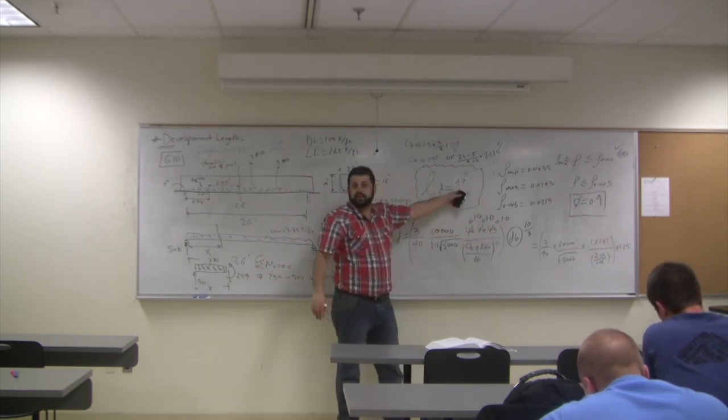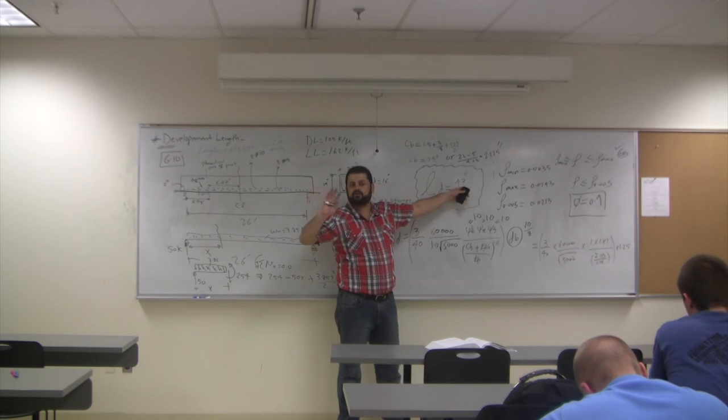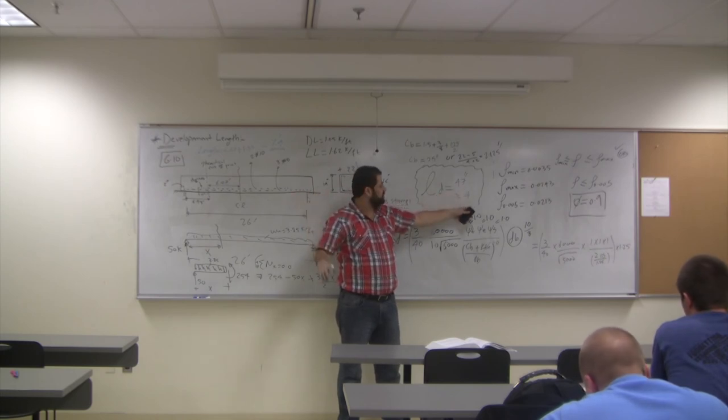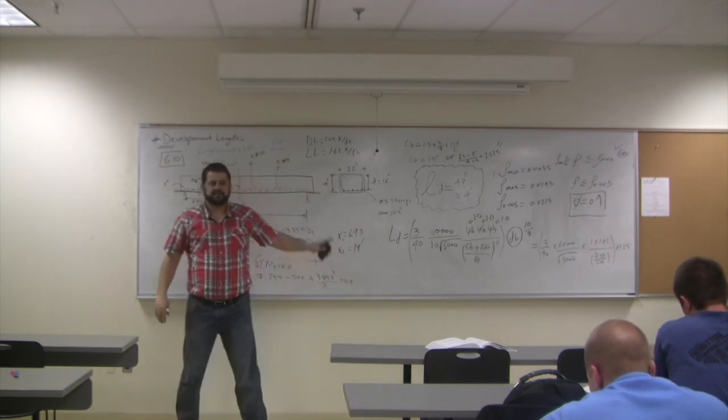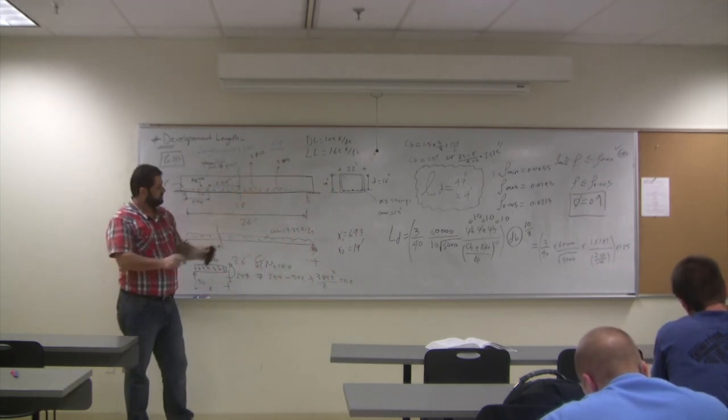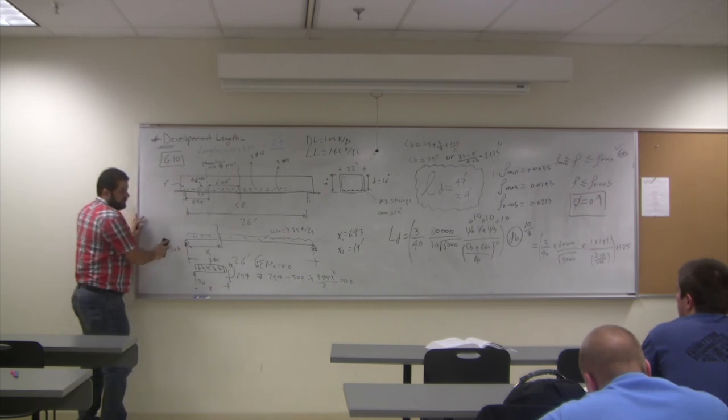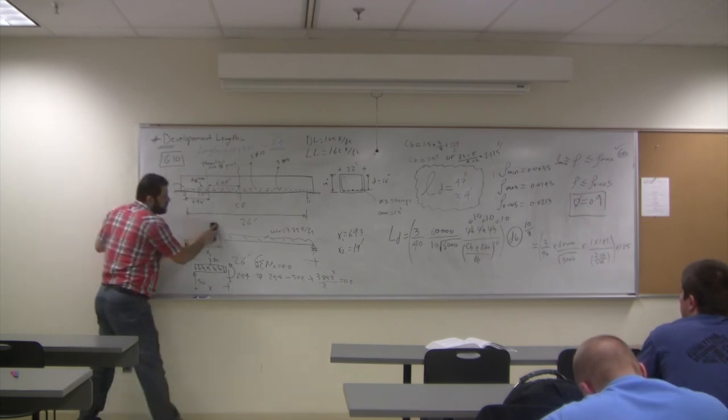So the answer is not 40. The 40 is when we use 2.5, which is not the right value. You need 47. Now, do we have 47? Of course. 7 is more than that. Okay? Hey, guys, let me show you what's happening.